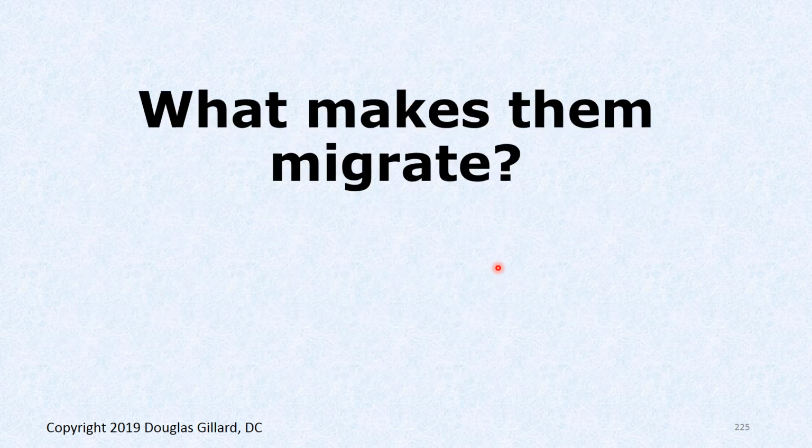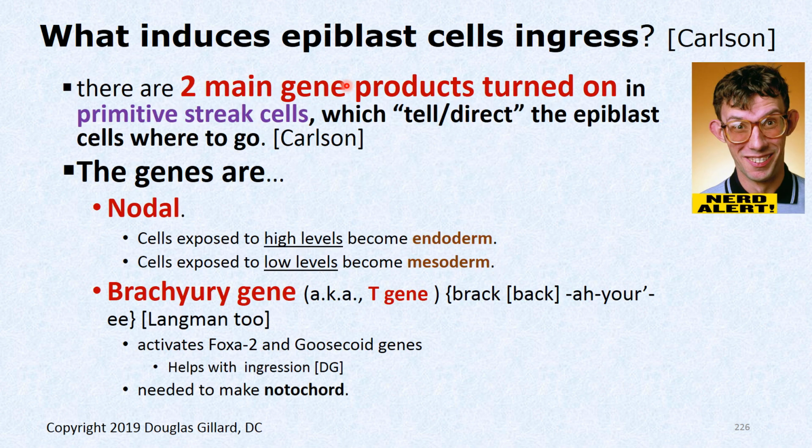Why do they migrate anyway? Who tells them to migrate? We didn't really even talk about that. So these cells don't just migrate by themselves. They have to have genes turned on to do this. So there's two big ones that are turned on, and you know one of them already, nodal. So the ones that are turned on to nodal, they get the itch to migrate.